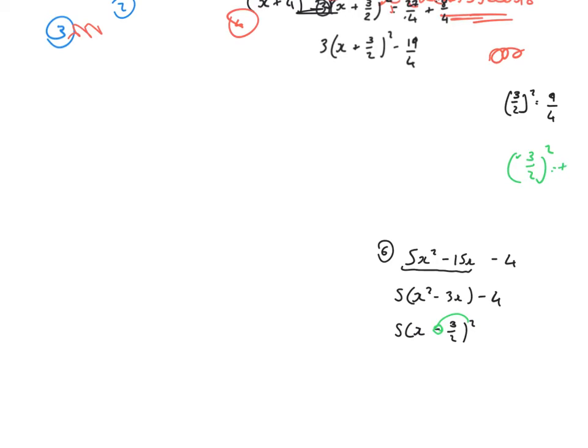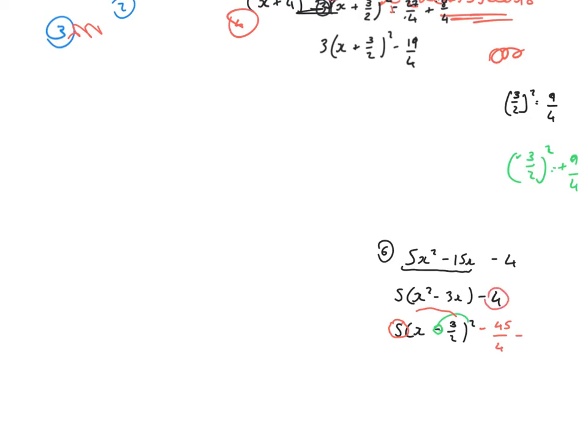Okay, square the negative, you get a positive. Square 3, you get 9. Square 2, you get 4, 9 quarters. I've then got 9 quarters multiplied by 5, which is, well, 5 lots of 9 things. 5 lots of 9 quarters, that's 45 quarters, so I need to take away 45 over 4.